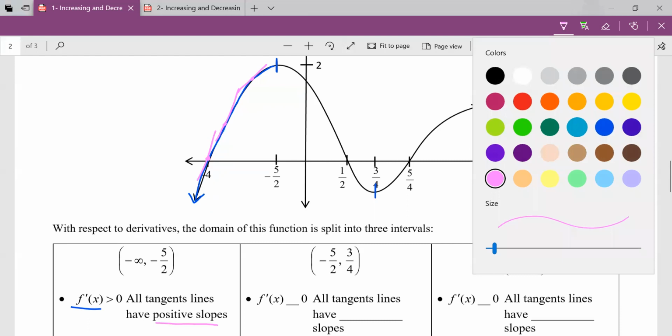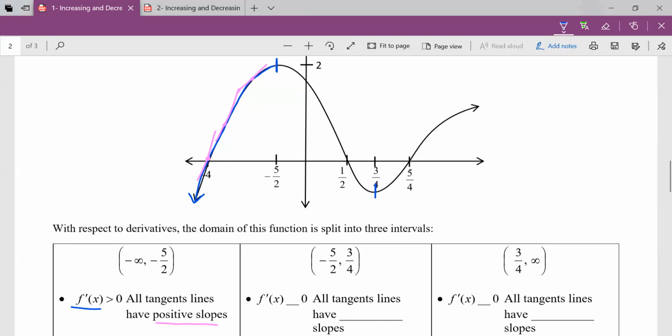Now I'm going to look at the next region, between -5/2 and 3/4. Again, if I think of the slopes of the tangent lines, I draw in some tangent lines. And now what I want to notice is the slopes of the tangent lines at these moments are all negative. So the derivative is less than 0. All the tangent lines have negative slopes. What does that tell me about my function? It tells me that my function is decreasing.